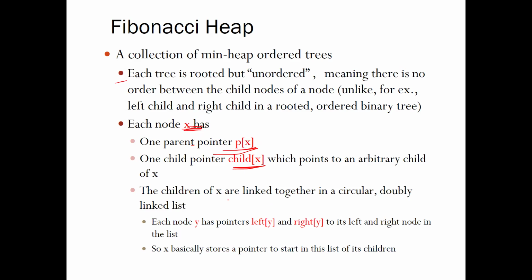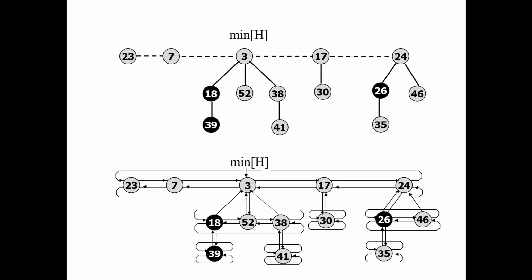Now, usually all of the children of any particular node are linked together by a circular doubly linked list. See this, a circular doubly linked list. So every node Y will have pointers left of Y and right of Y to keep track of its siblings. It's not like the left child, right sibling mechanism we learned in the previous lecture on binomial heap representation. Here, internally, it will be represented by a circular doubly linked list. I'll show you an example of how it looks. See this.